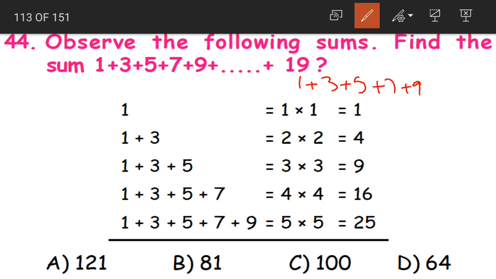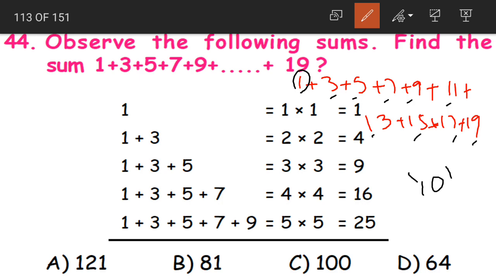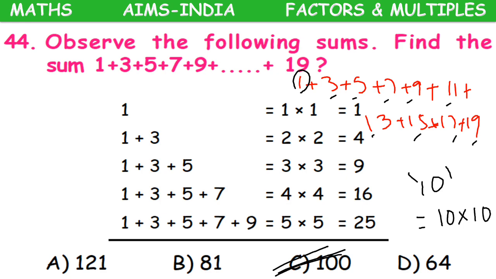In the same way, in the given question, we have 1 plus 3 plus 5 plus 7 plus 9. Till what, children? We have to write till 19. So till 19, how many odd numbers do we have? 1, 2, 3, 4, 5, 6, 7, 8, 9, 10. We are having 10 odd numbers. So what will be the sum? 10 into 10. That is nothing but our option C, 100. Yes, it's a very easy trick, right? Observe the pattern and then answer the given question.